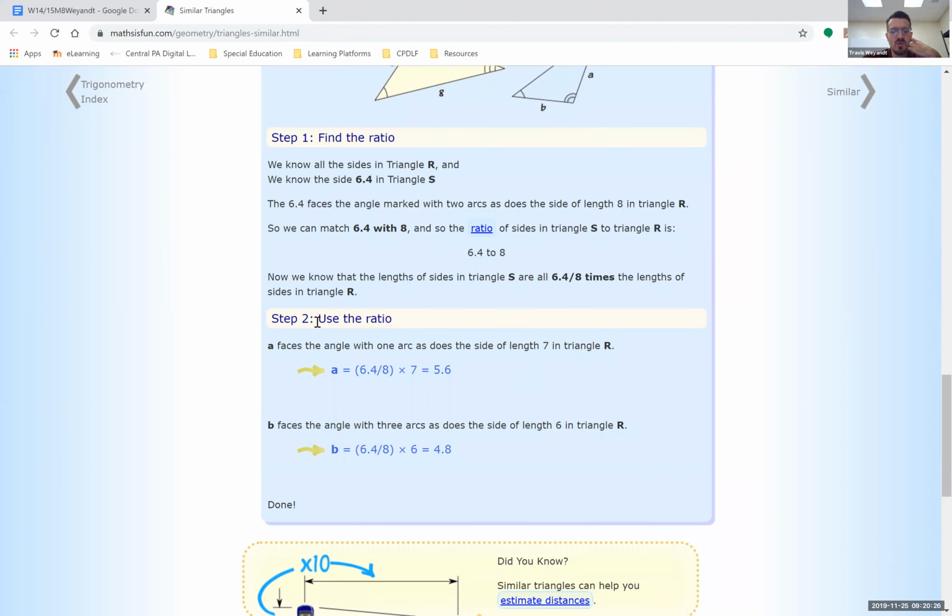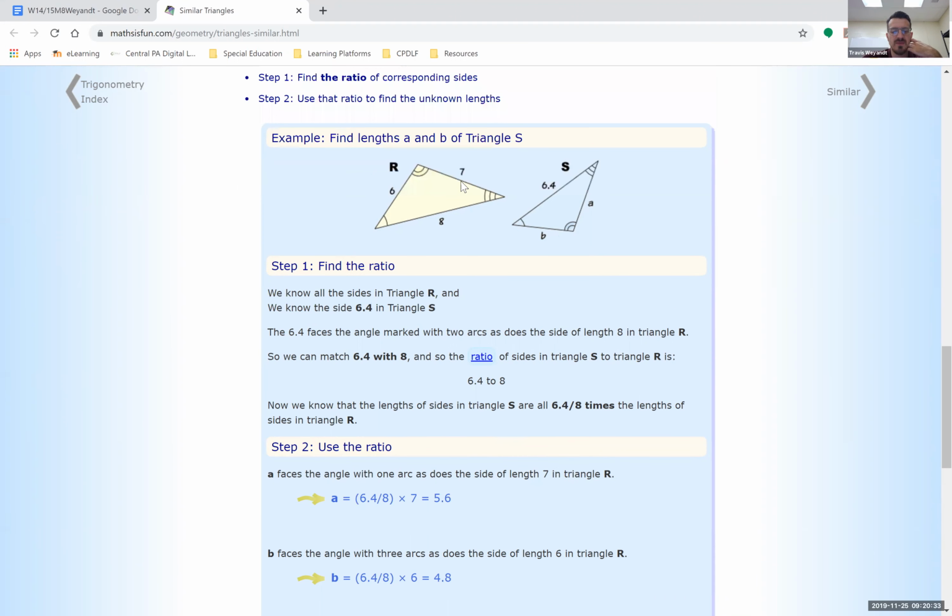And we can use that ratio, like here in step 2, to apply that to the other sides that we have. So here we're trying to find what side A would be and what side B would be. So we can use the ratio that we're given, reducing that down to a decimal, and using that to see if that works with the other numbers.